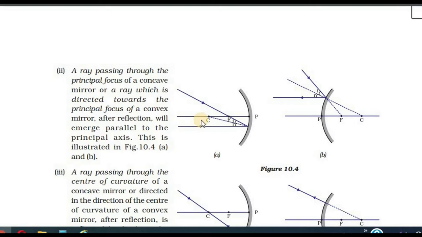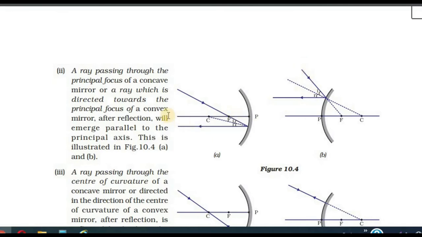Now, what is the next? In the first case, the incident ray is parallel to the principal axis, and after reflection it goes through the focus. Here it is just the opposite. For a concave mirror, any light ray that is incident through the focus will get reflected parallel to the principal axis. First we said the light ray incident parallel to the principal axis passes through the focus after reflection. But in the second point, the light ray incident through the focus, after reflection, passes parallel to the principal axis. The same is true here also.